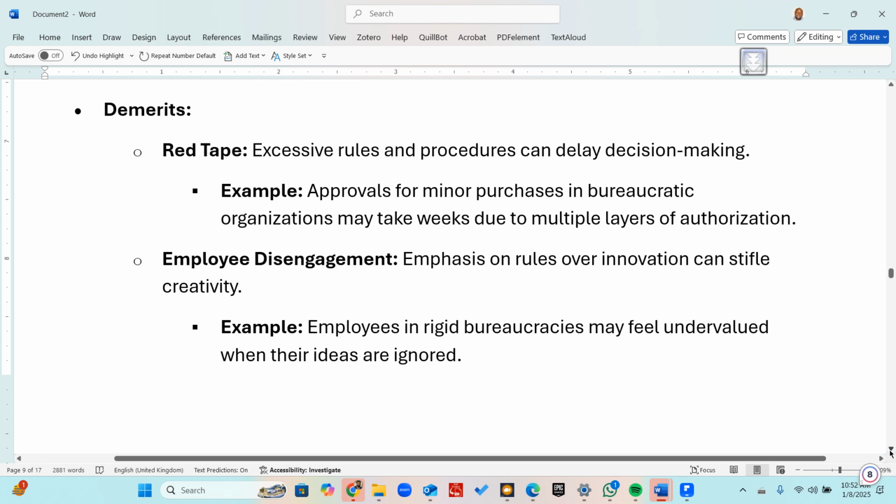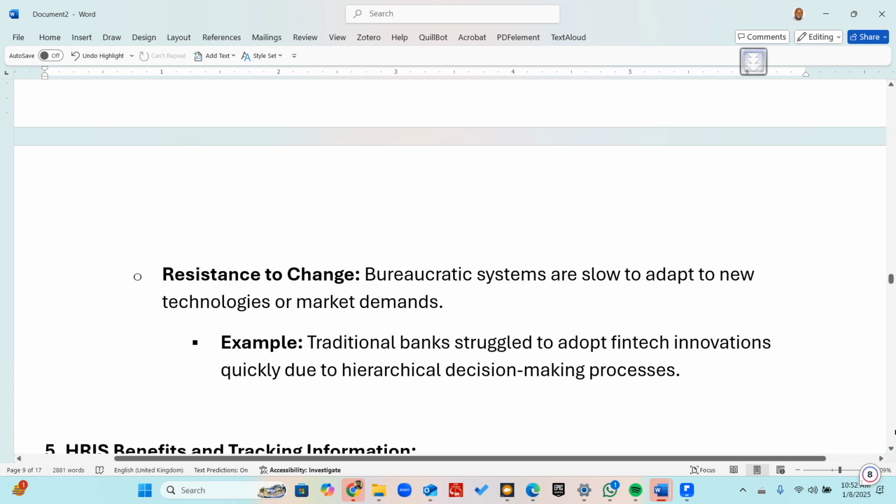Employee disengagement: emphasis on rules over innovation can stifle creativity. Employees in rigid bureaucracies may feel undervalued when their ideas are ignored. Resistant to change: bureaucratic systems are slow to adapt to new technologies or market demand. Traditional banks struggle to adapt to fintech innovation quickly due to hierarchical decision making. And these are some of the things that made OPay and other fintechs come into existence, and they're doing well.